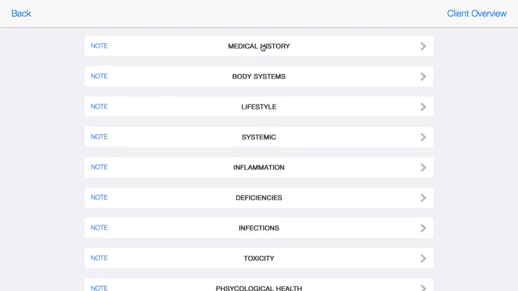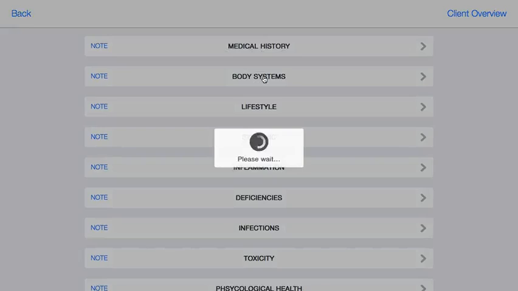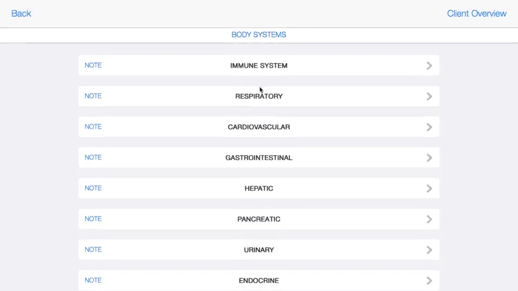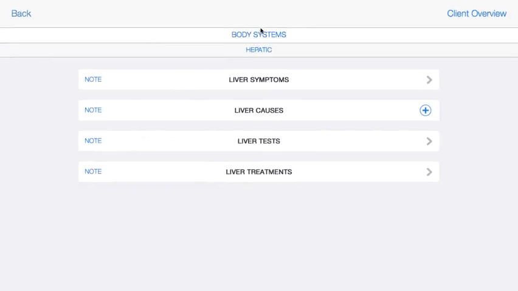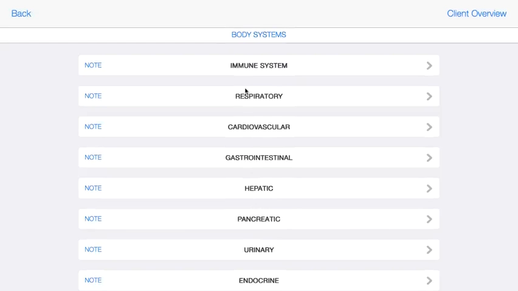Now let's just go back, cancel this, and go back very shortly to our main area, which we started here with medical history. Now we know that endocrine system, hormone health is something we need to address. So we go into body systems and we would open up here, not liver health. Let's just go back to endocrine.